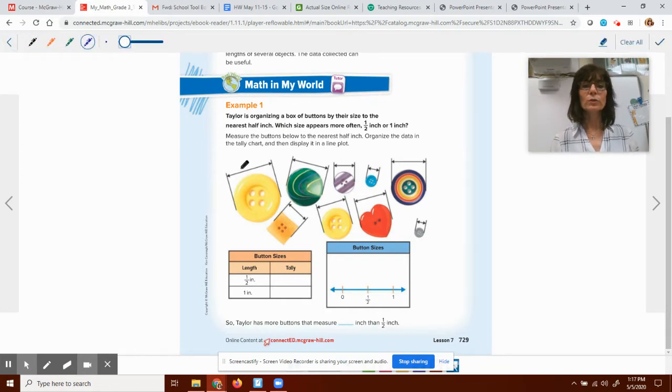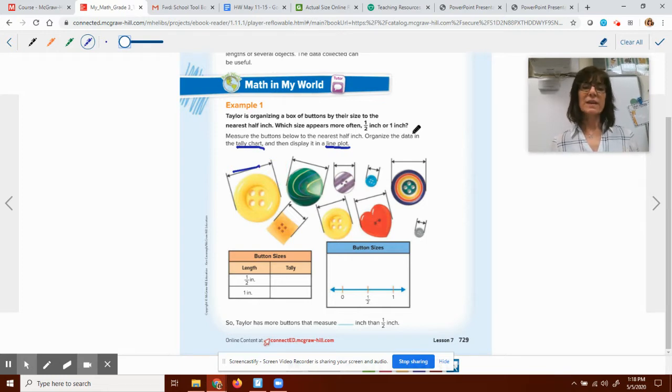You'll take your ruler and you need to measure each of these buttons. And then what we need to do is we need to put tally marks according to their size. If they're a 1/2 inch, we want to put a tally mark here. If it's 1 inch, we would put a tally mark along here. They're asking us to display it in a line plot. And we've learned a line plot is a plot that would have the x's. So I've got a tally chart and a line plot.